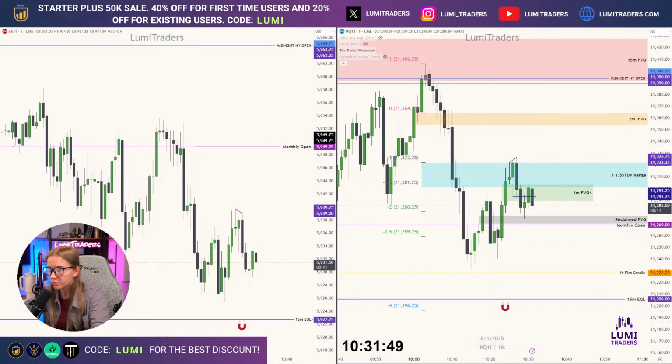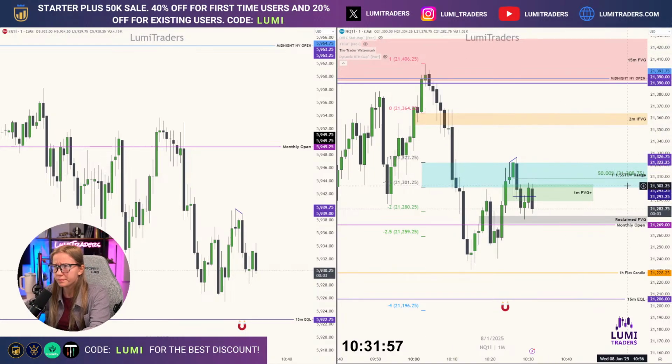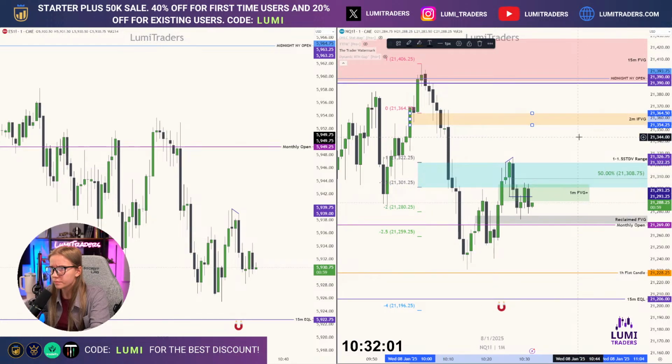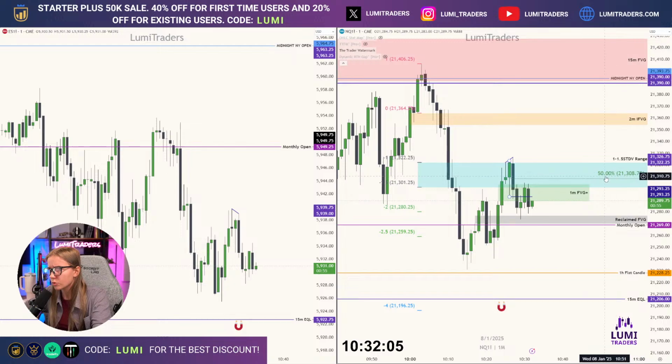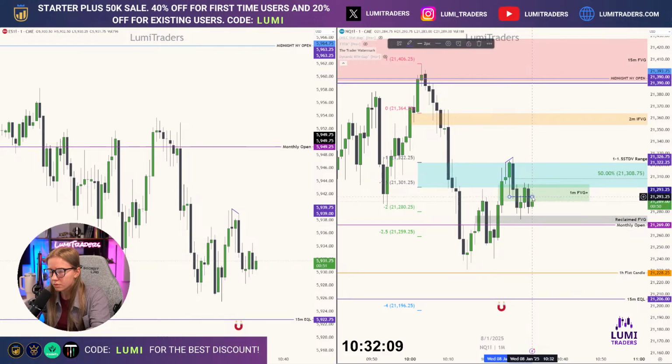I would like to highlight 50% of this OB. As long as we're below 50%, it's bearish in the short term. Let's bring this to the top. But again, as long as we hold this 50%, we have a chance to continue going lower. So basically this OB right here.